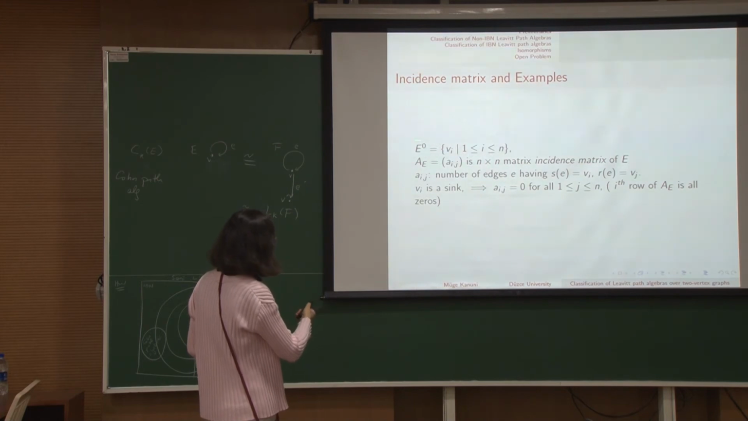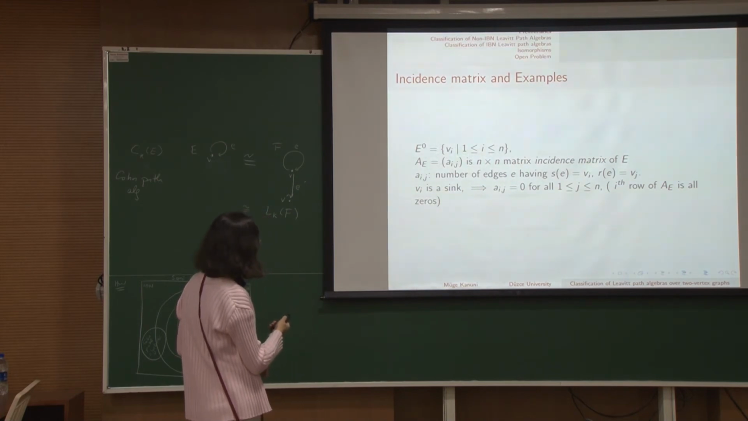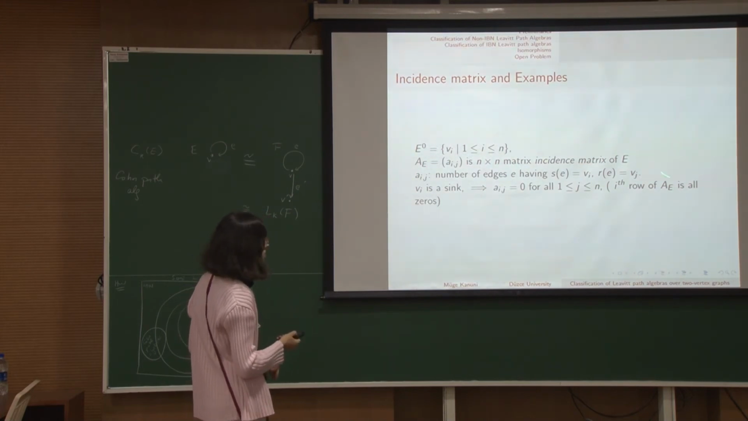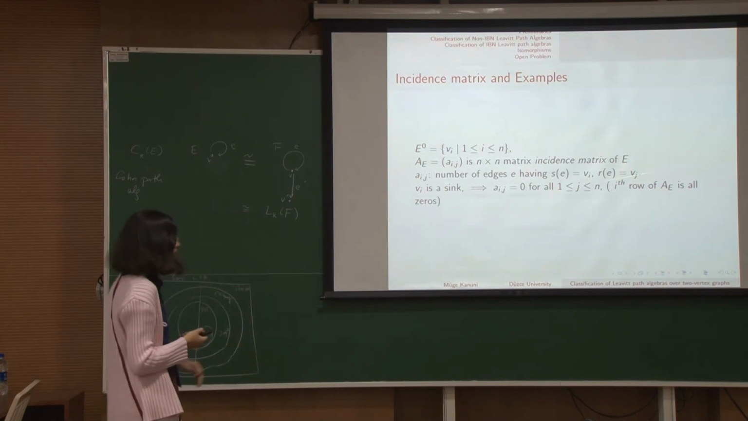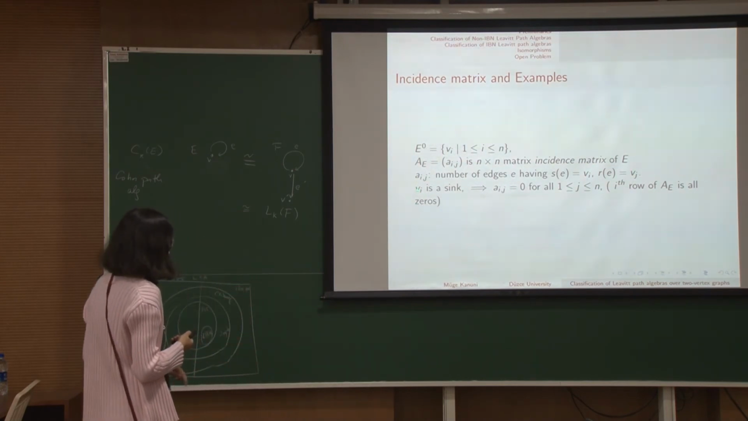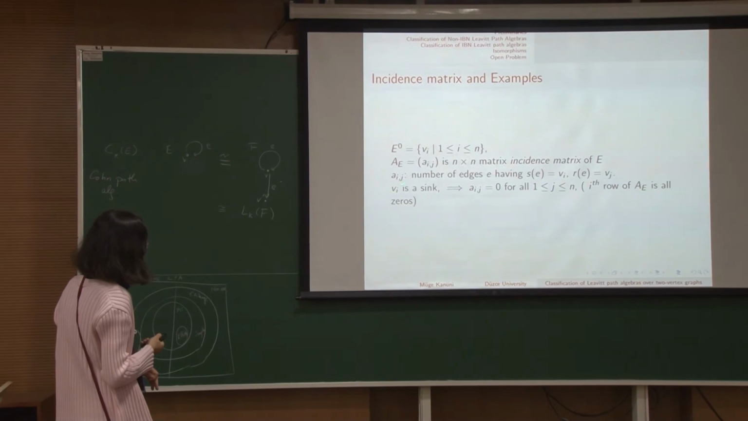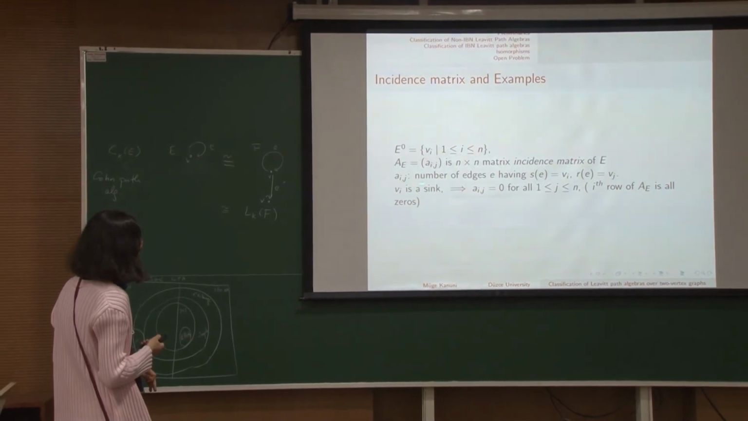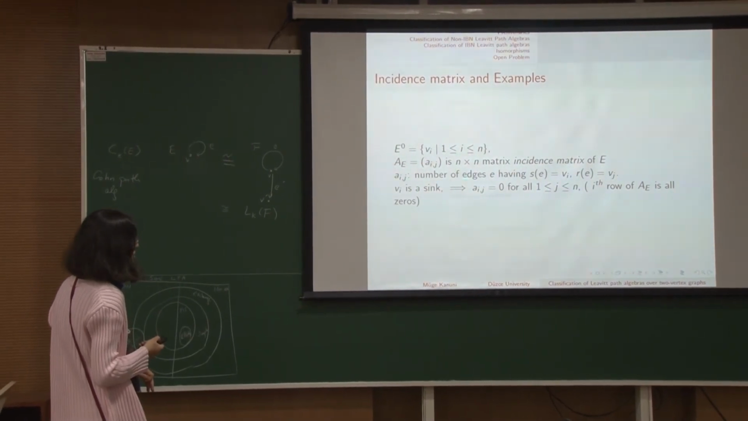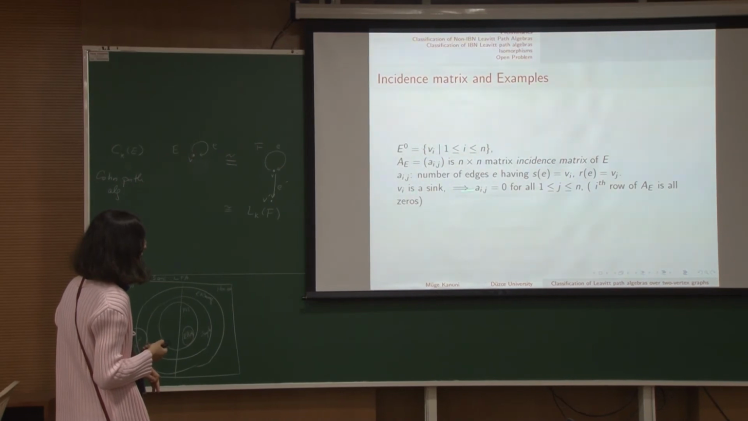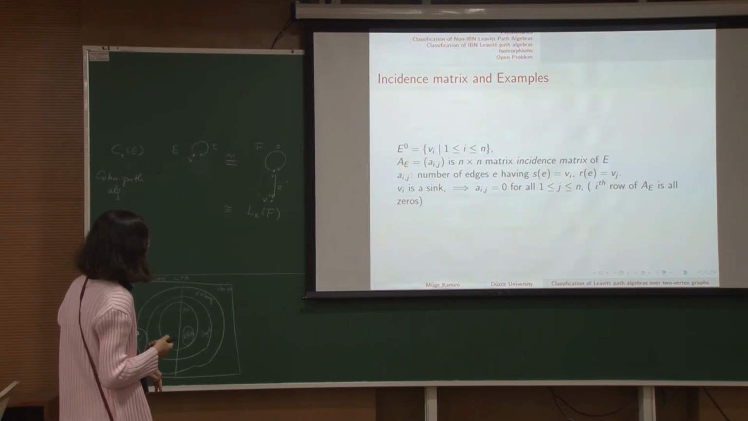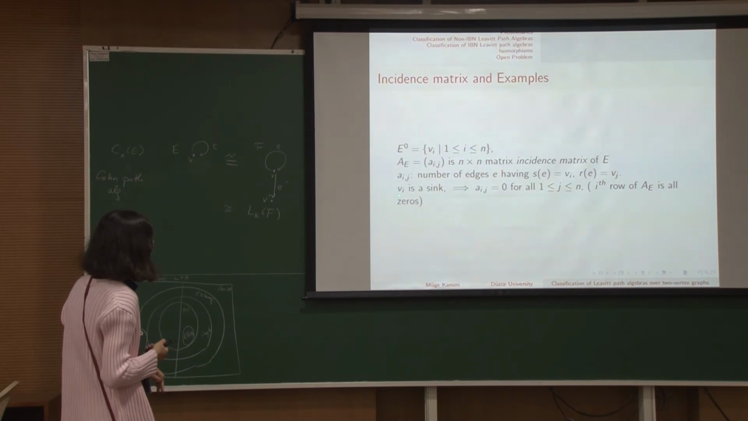For a graph E, say you have finitely many vertices, we consider the incidence matrix. You might already know this. Just to remind you, A_ij is the number of edges starting at the ith vertex and ending at the jth vertex. So this matrix is going to be the adjacency, the incidence matrix of E.